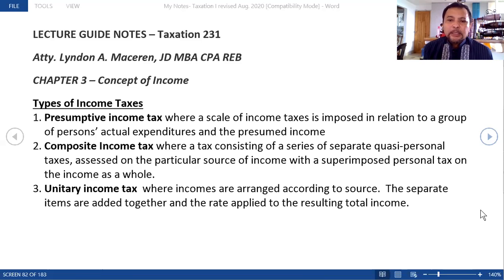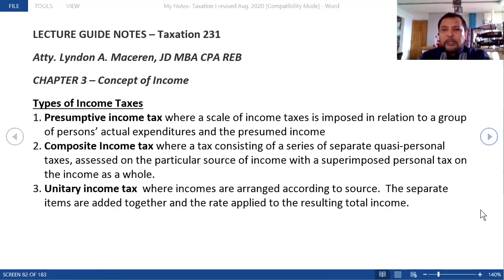This is a tax consisting of a series of separate quasi-personal taxes. So a person's income is given separate personal taxes, and then the particular source of income with a superimposed personal tax on the income as a whole. So the overall income will have an imposed personal tax. So that's the composite income tax.